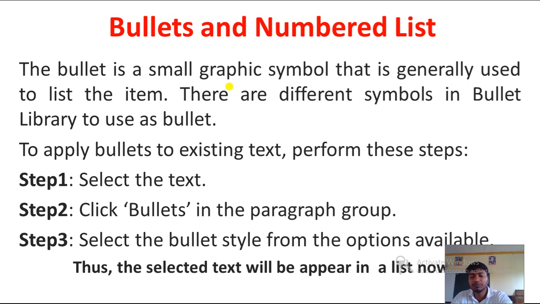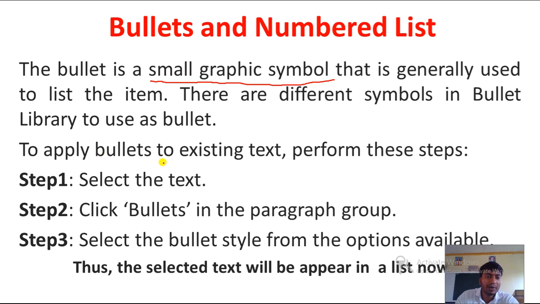Now what is bullets here? The bullet is a small graphic symbol. This question may come in your exam, so please learn what is bullets. The bullet is a small graphic symbol that is generally used to list the item. So this helps us to list the item. There are different symbols in the bullets library to use as bullets.